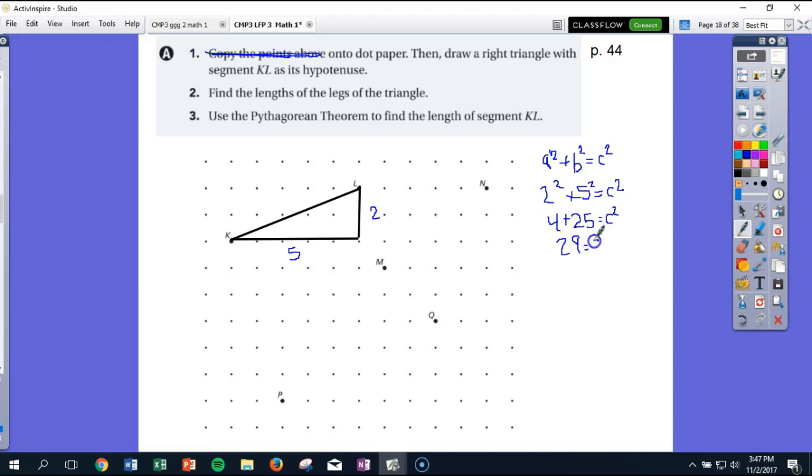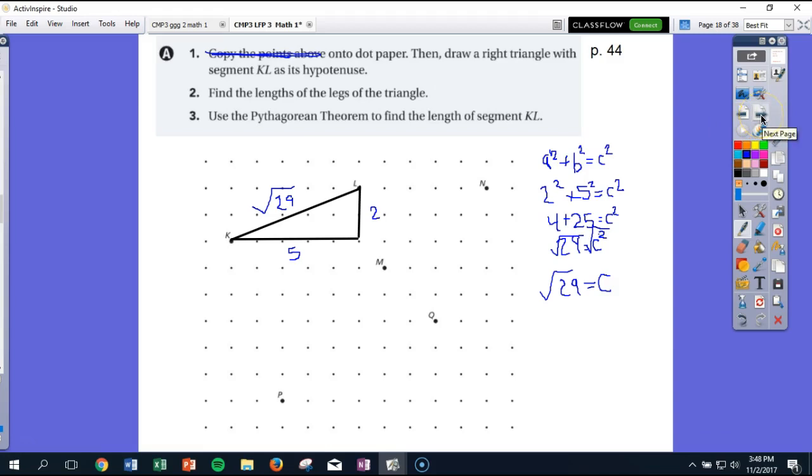equals c squared. And we'll want to take the square root of each of these to find the side length. So the square root of 29 equals c. Okay, so our side length over here is the square root of 29. And that's how we do it.